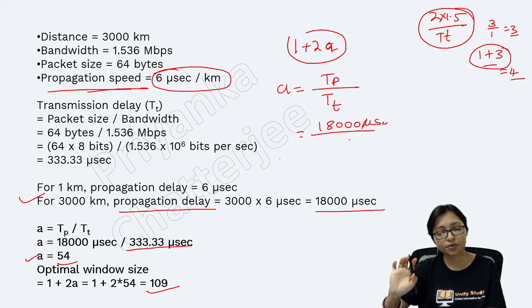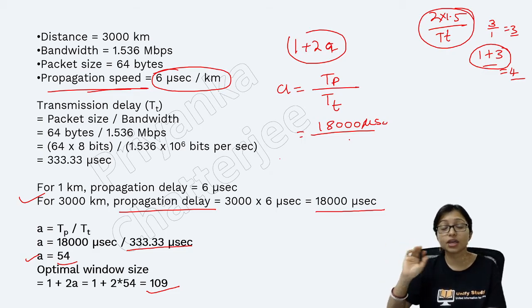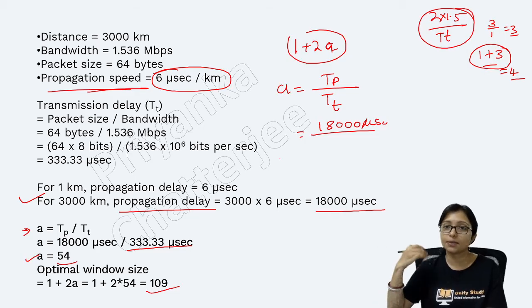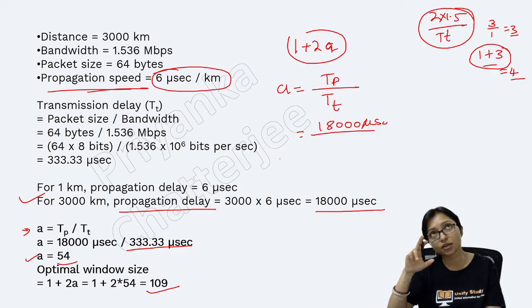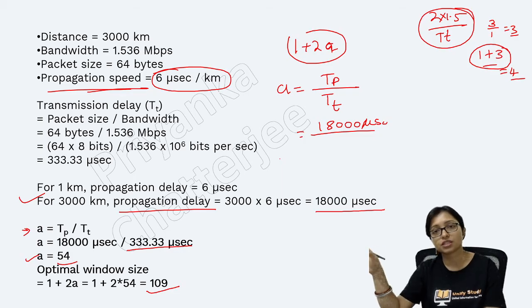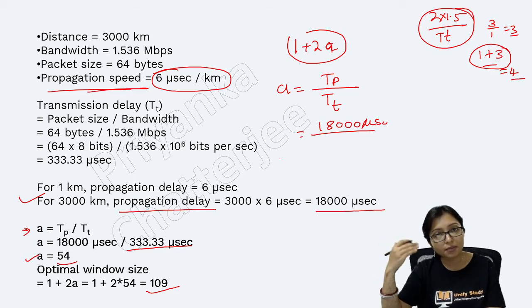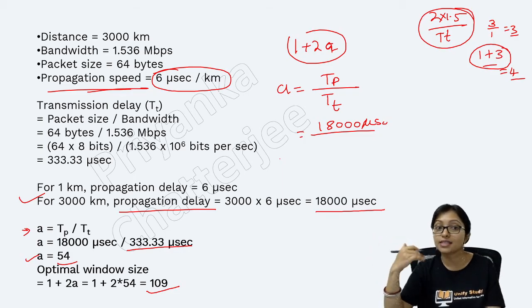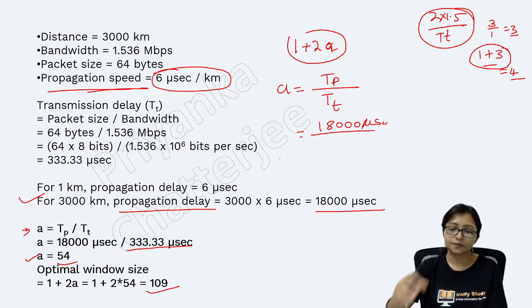How to calculate the optimal window size? Why is this coming? I hope it is clear. Now remember that, and don't make the mistake of writing a equals TT by TP. Please no. It is TP by TT, because ultimately we are checking how much time is being wasted, and in that time how much I can transfer. That is TP by TT.